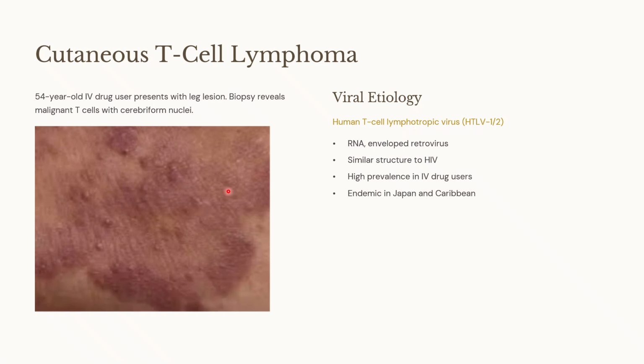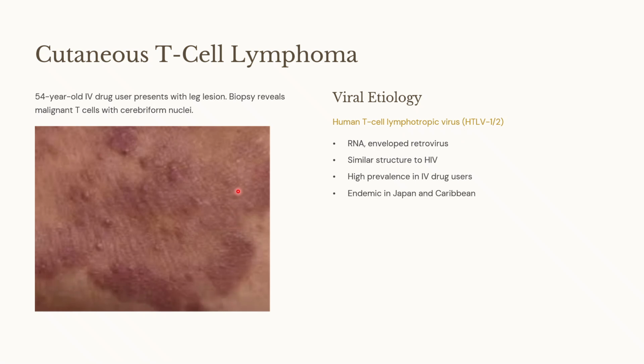What is this condition? If you see here, this is cutaneous T-cell lymphoma. What happens here? This is because of malignant T cells with cerebriform nuclei. What is the reason for this? The reason is HTLV, human T-cell lymphotropic virus. The human T-cell lymphotropic virus is an RNA virus. I will show you the structure in the next slide. It's an RNA virus similar to HIV, and it is enveloped similar to the HIV virus.